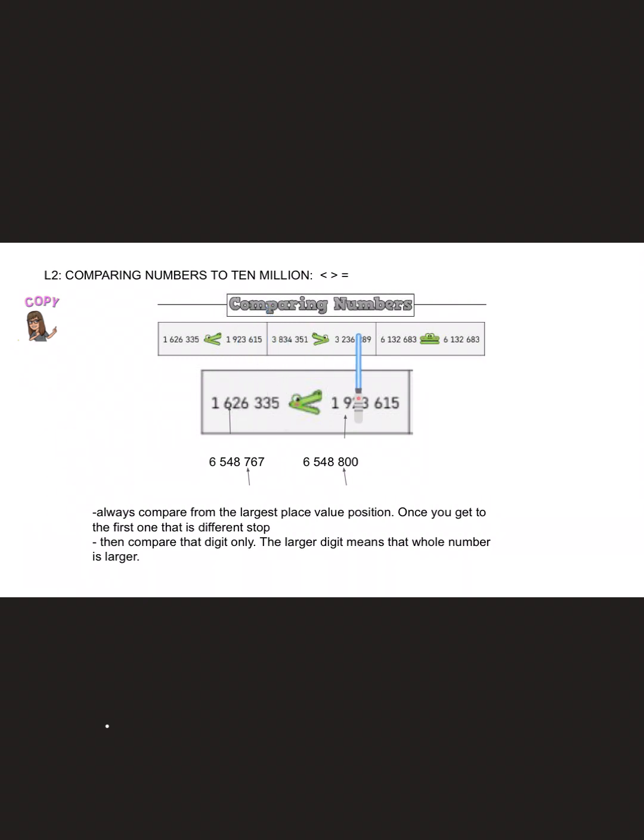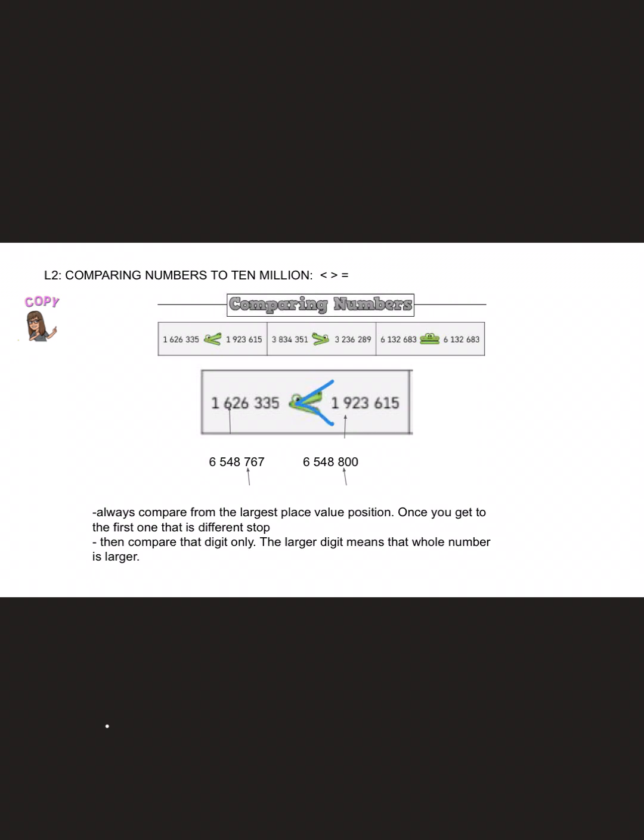So, comparing numbers. When we compare numbers, we always try to find out which one is the larger of the two numbers. When we put in our greater than, less than sign, we always want the larger number being eaten by our little greater than, less than sign. So we've shown this one with a mouth on it, but otherwise it would just be that symbol.